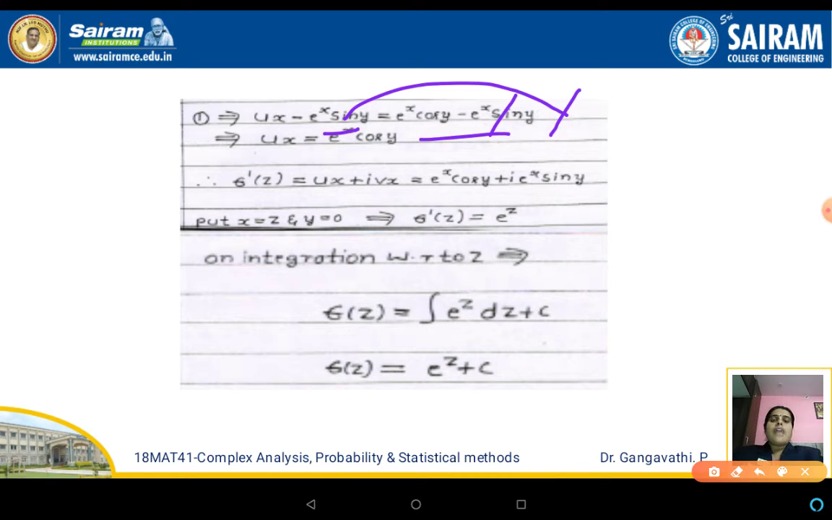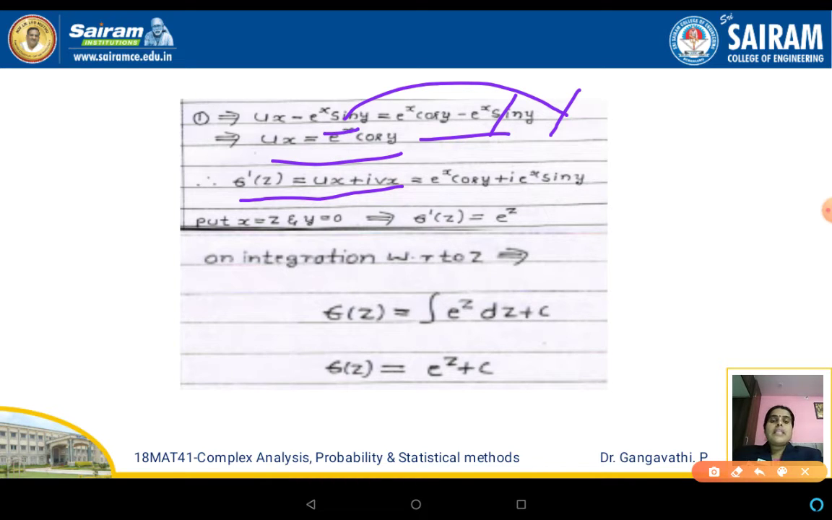negative term, and ux is equal to e to the power of x into cos y, and vx is equal to, the remaining is e to the power of x into sin y. So you have found vx, and we have also found ux now. So now consider your equation for f dash of z. Our aim is to find f of z.